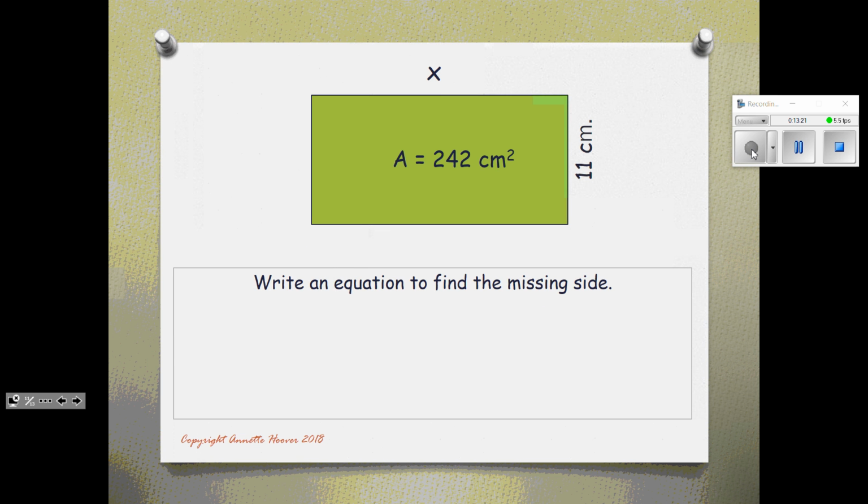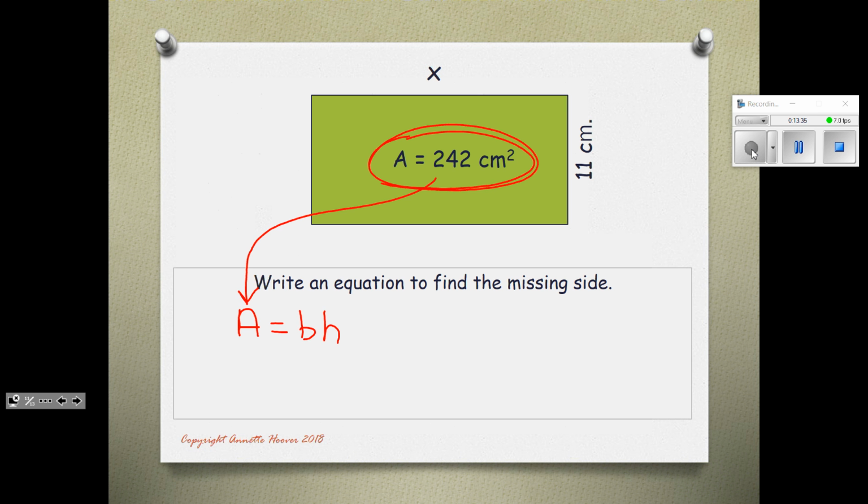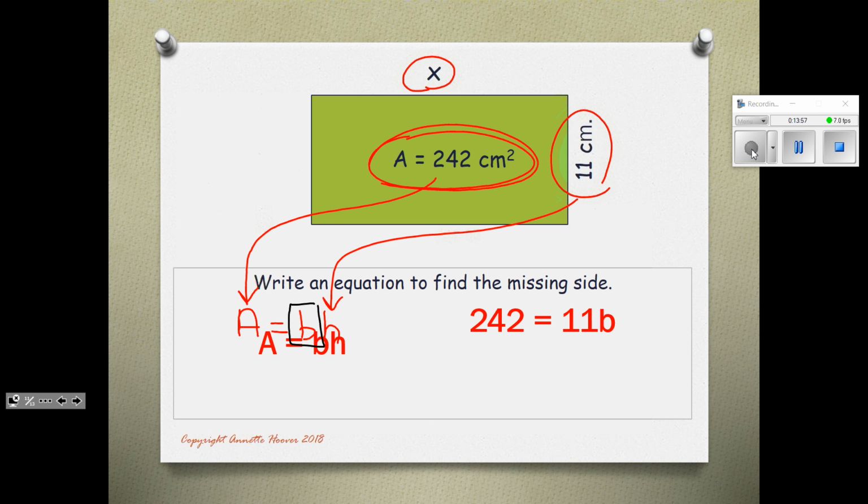Now on this particular rectangle, notice that they give you the area. But we know that the equation was area equals base times height. They give you the area, so this is the number that you plug in to A for area. They do not give you the base, that's unknown, but they give you the height. So we're going to plug this in for H. So what you're actually going to be solving for is the base right here. So if we plug in 242 to the area and 11 to the height, it's 242 equals 11 times the base that we don't know.